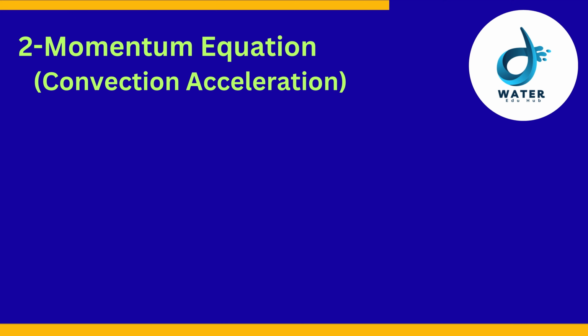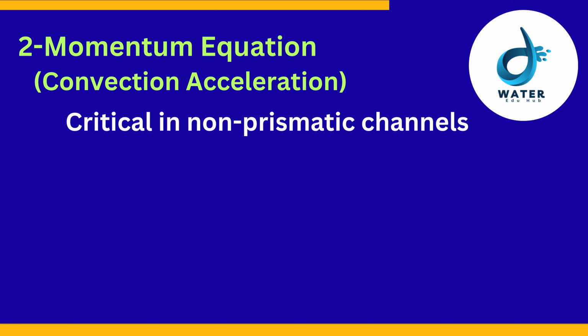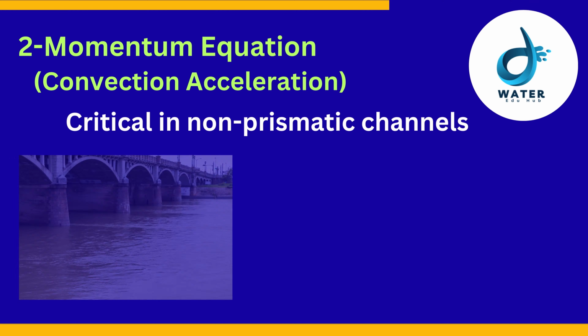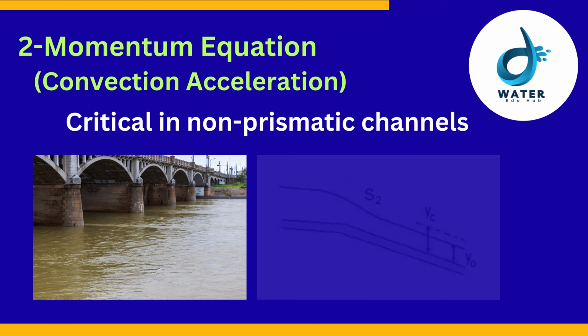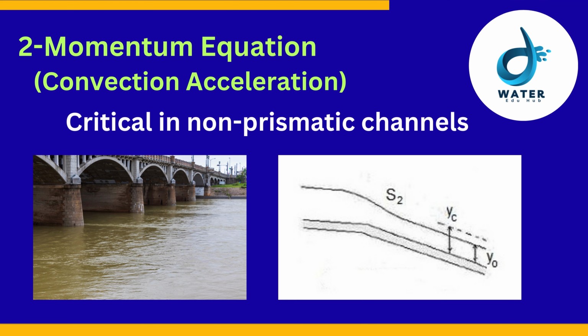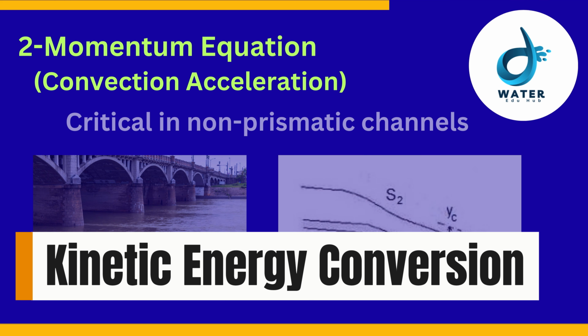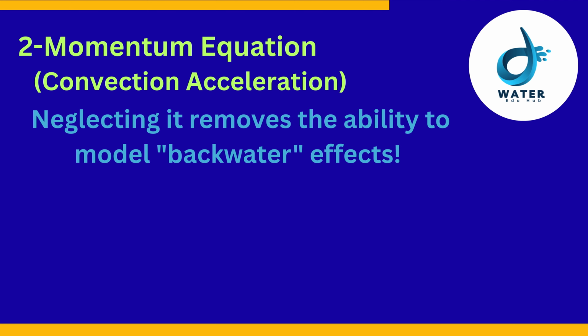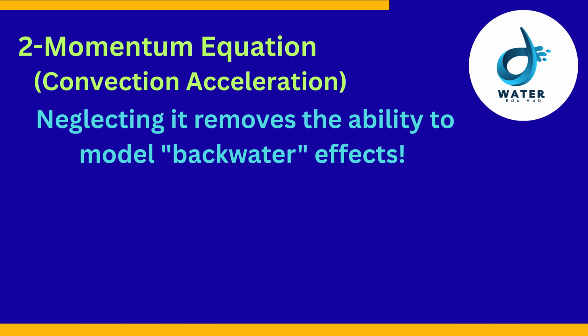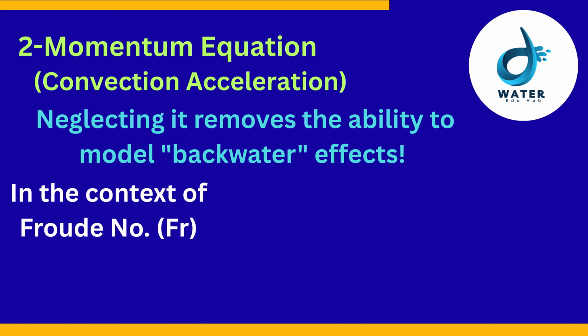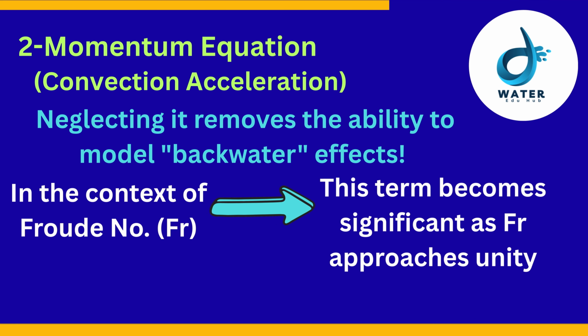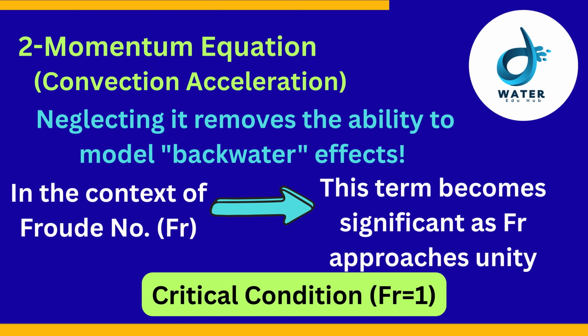This term is critical in non-prismatic channels where width or depth varies, such as at bridge constrictions or at transitions between mild and steep slopes. It represents the kinetic energy conversion. Neglecting this term removes the ability to model backwater effects resulting from changes in the channel geometry. In the context of the Froude number, this term becomes significant as Froude approaches unity, or critical flow condition.